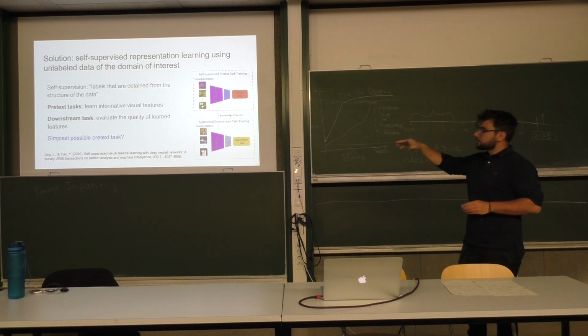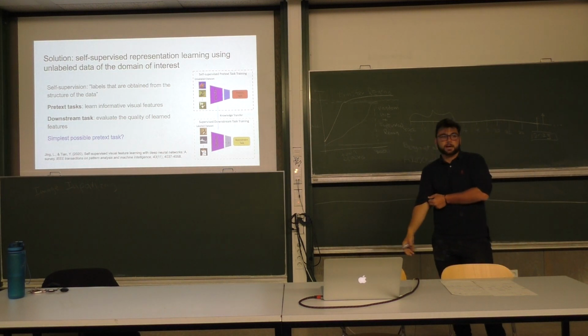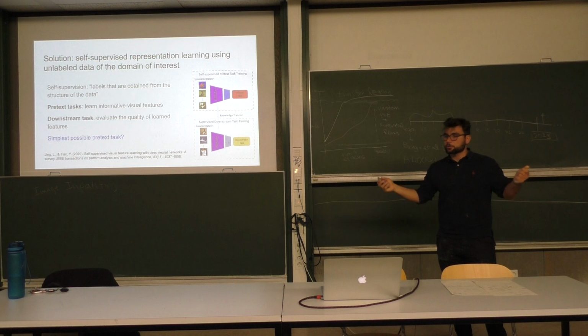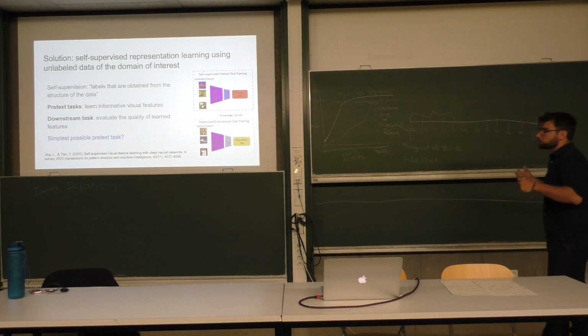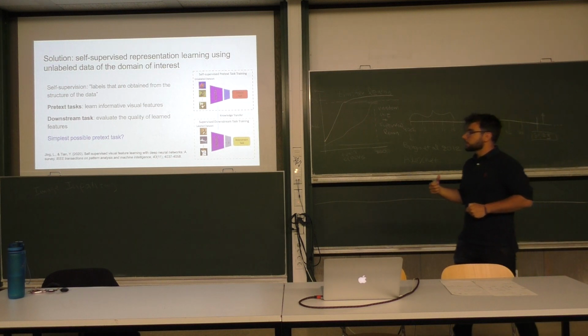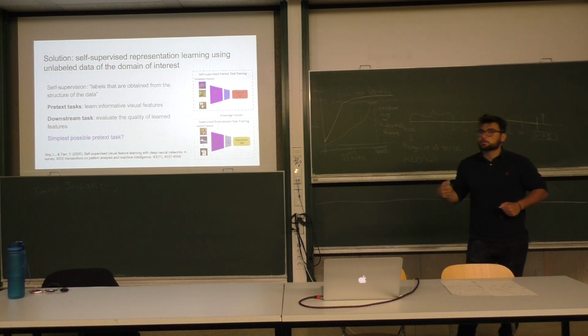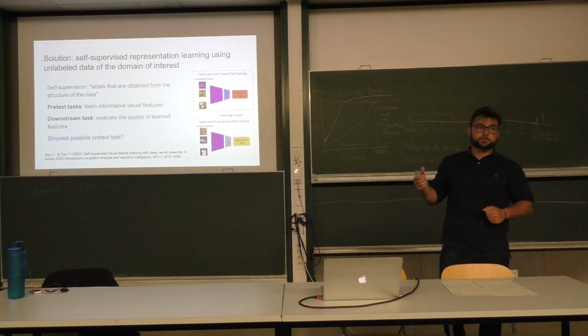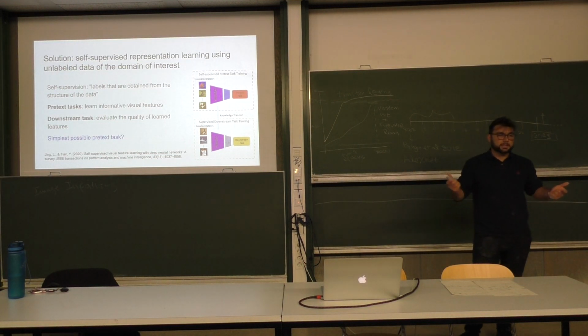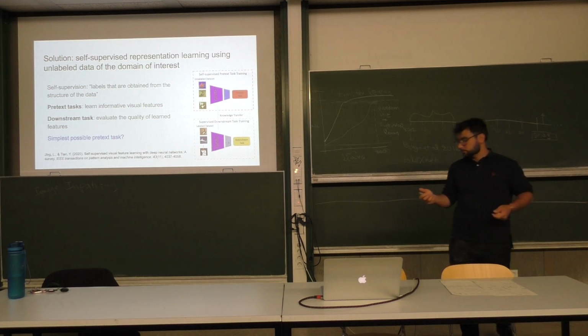And what is the simplest possible pretext task that we have in the exercise? Basically, an autoencoder. And yeah, sometimes it works. I think in the exercise with linear probing, you had something like 40-50%, and the random guess for 10 classes was 10%.